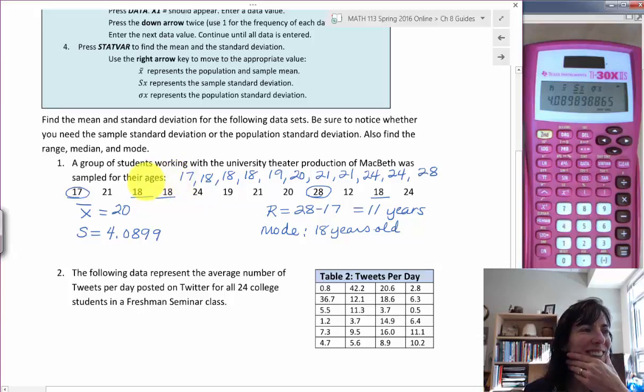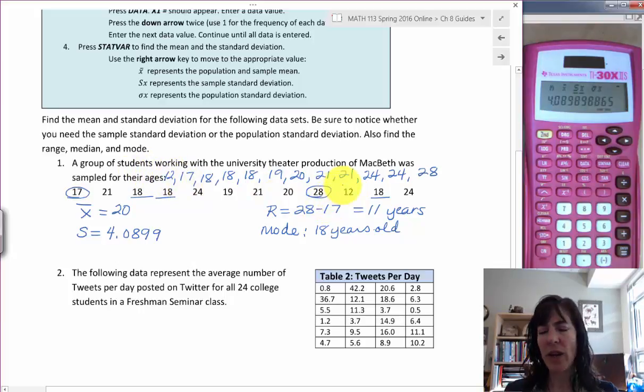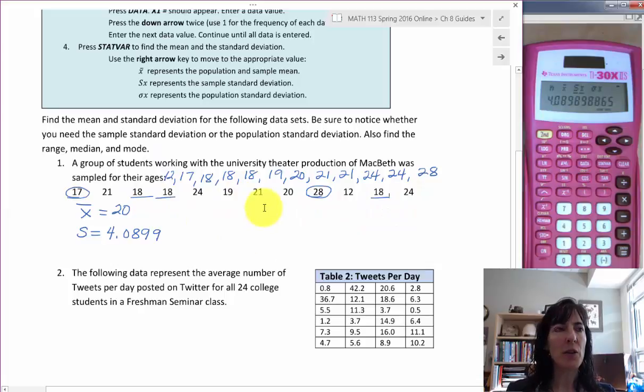I might be missing one. 21, 21. Yeah. 18, 18. Yeah. 24, 24. Good. 19. Got it. 20, 21. 28. Oh, 12. Good heavens, I made a mistake. So 12. So I have the wrong. Let's back it up.